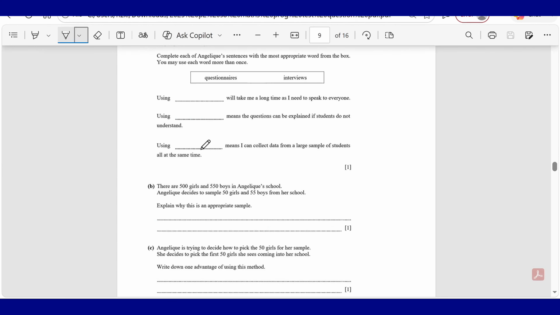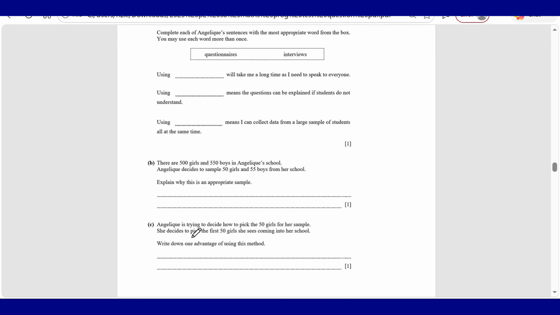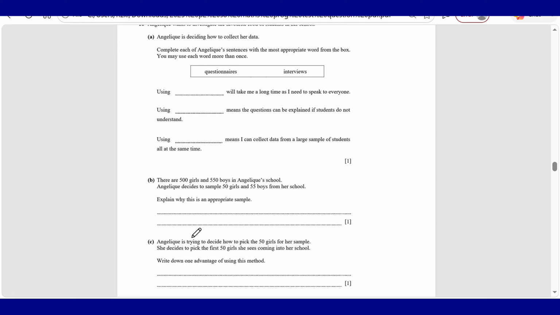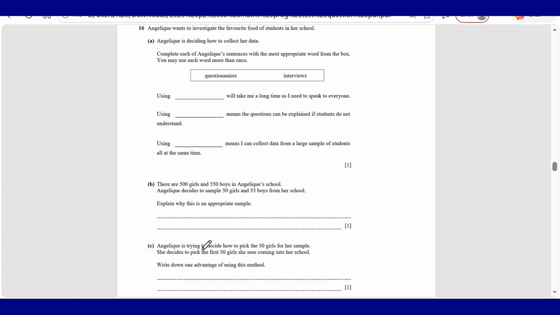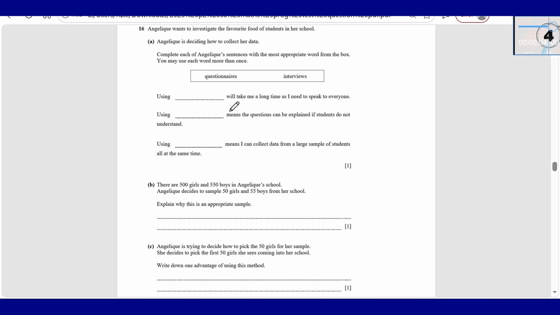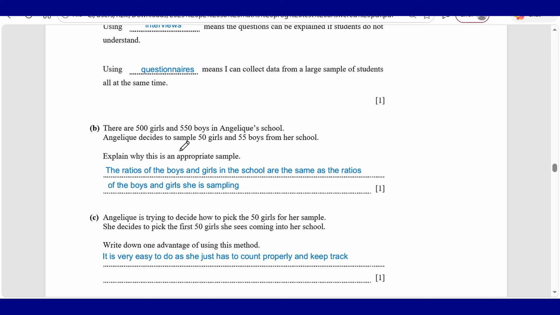Now we are in 16c. Angelique is trying to decide how to pick the 50 girls for her sample. She decides to pick the first 50 girls she sees coming into her school. Write down one advantage of using this method. Alright, when the timer returns to 0, we'll reveal the answer. Okay, let's check out the answer, guys. Well, it's very easy to do, as she just has to count properly and keep track.